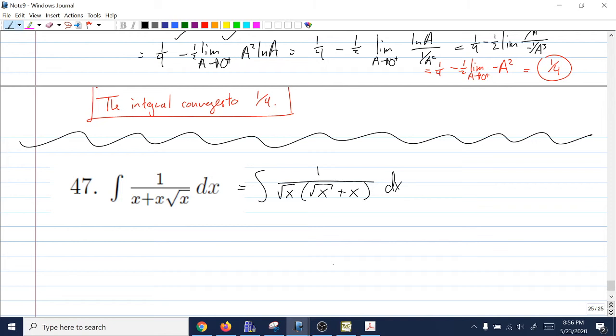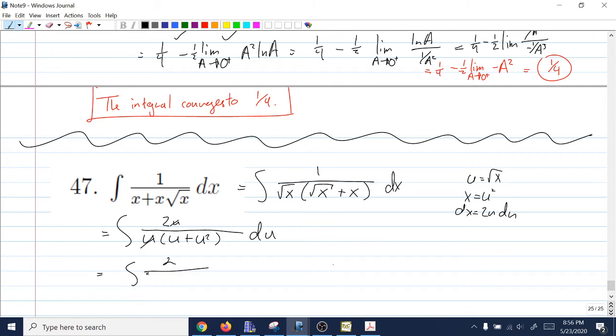I'm going to do the substitution u equals root x. So x is u squared, so dx is 2u du. This turns into the integral of 2u du over, root x is u, that's u plus u squared. Factor out another u, or one of these cancels. 2 over u plus 1. This is a baby partial fraction.